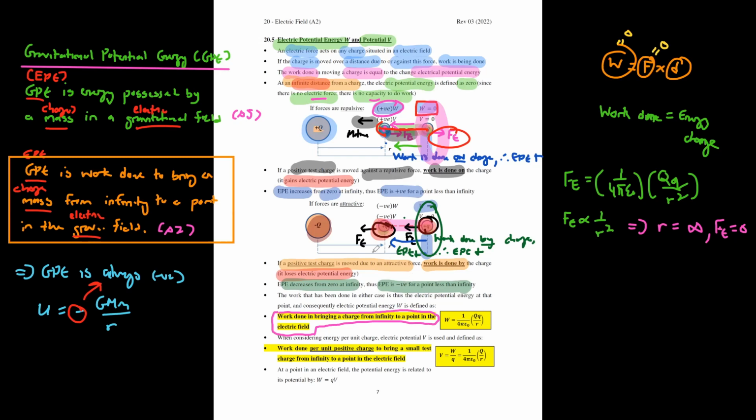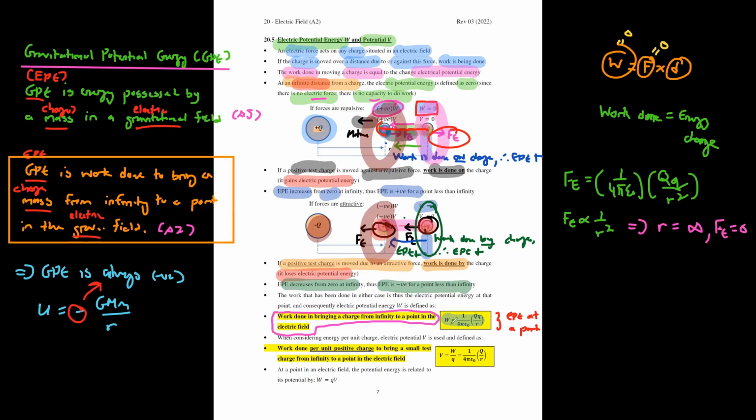So if you want to find out the electric potential energy specifically at a point inside the electric field, there is an equation that you will need to remember. That one is this one: W is equal to 1 over 4 pi epsilon naught Q over R. This is the equation for electric potential energy at a point. Maybe I should just write it here. This is for EPE at a point. If you want to find electric potential energy at any point, you will use this equation.